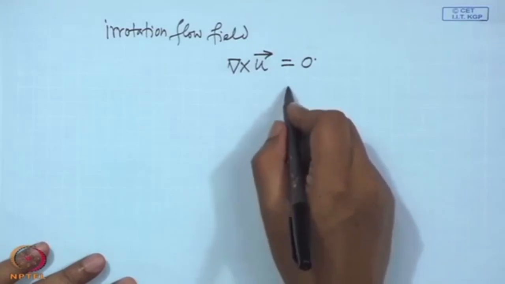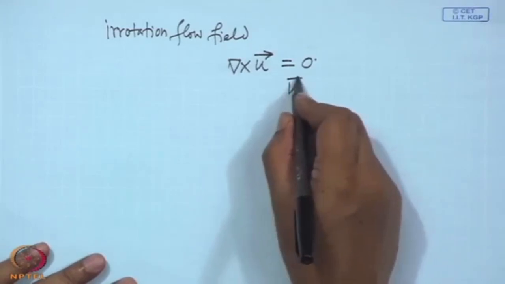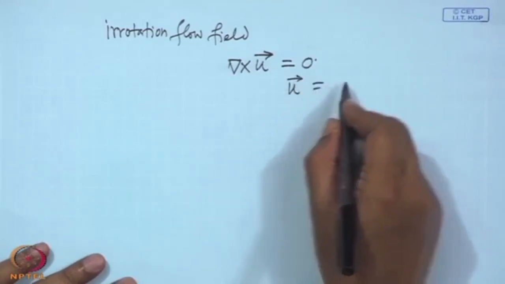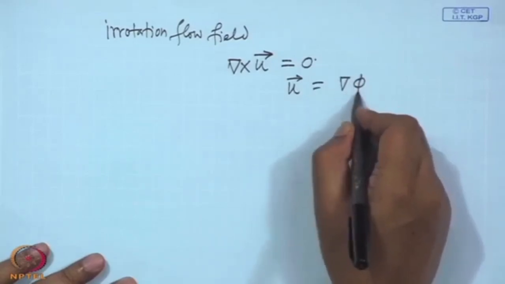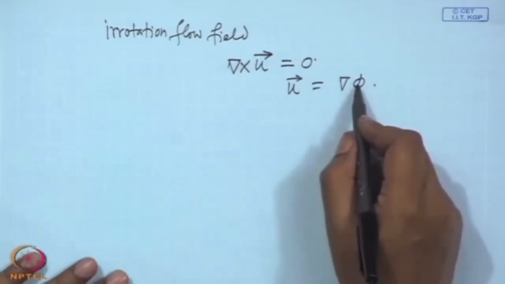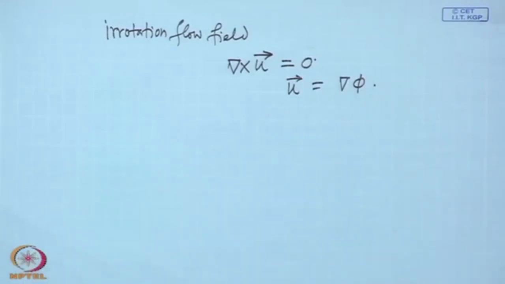And what does it mean that u is gradient of phi? This phi is velocity potential. Sometimes we are using phi as dissipation and sometimes as velocity potential, but if you look at the context, it will be clear. If we are talking about the energy equation only, then phi is dissipation; otherwise phi is potential.